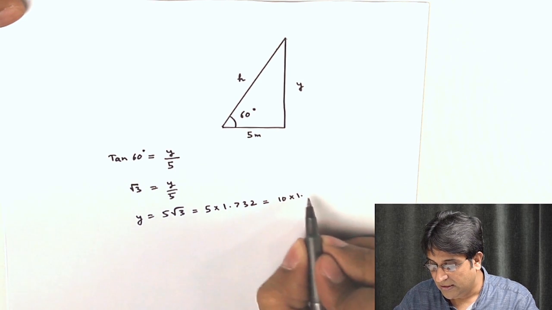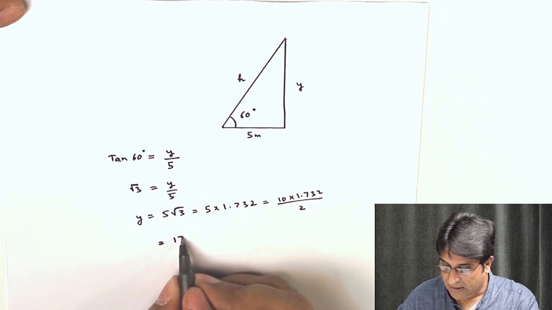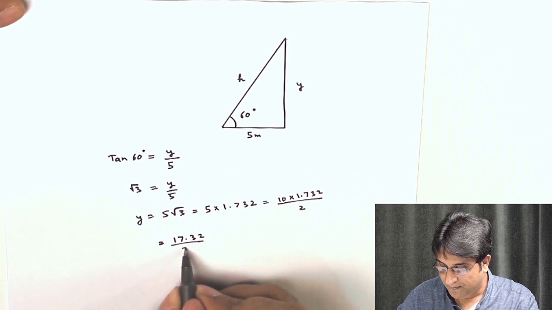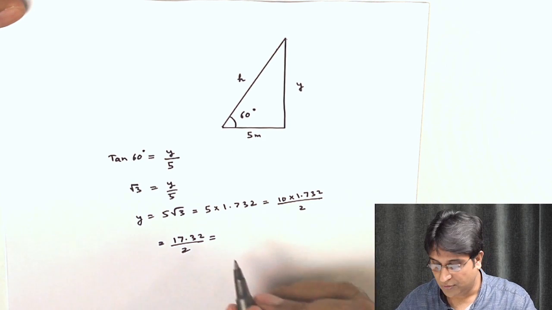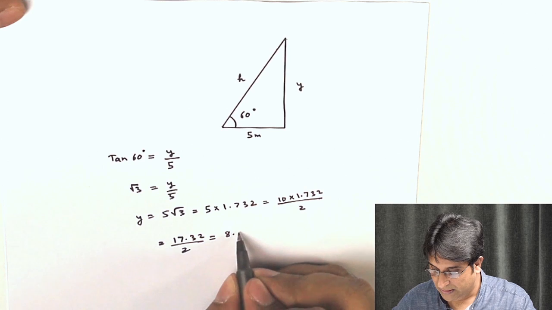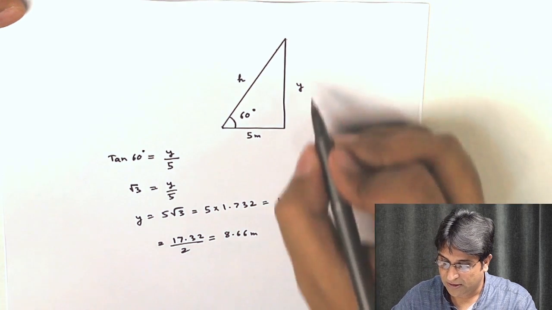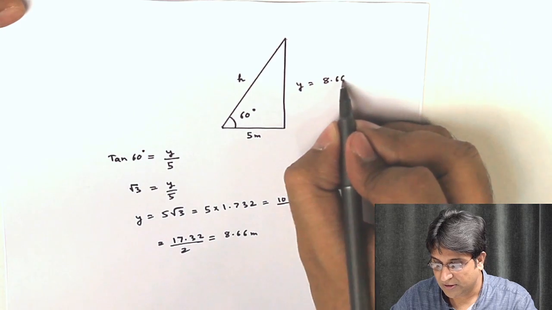See, 10 times 1.732 by 2. So what does this become? 17.32 by 2. Now division by 2 is quite easy, so use that. 2 8s are 16, then decimal, 1 3s, 6 times, 6 times. So 8.66 meters. Y is 8.66 meters.